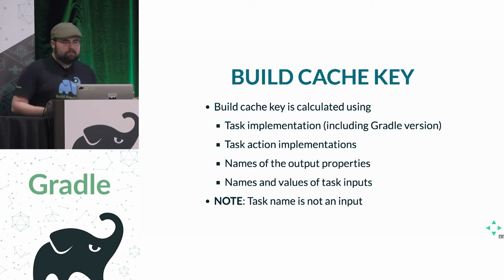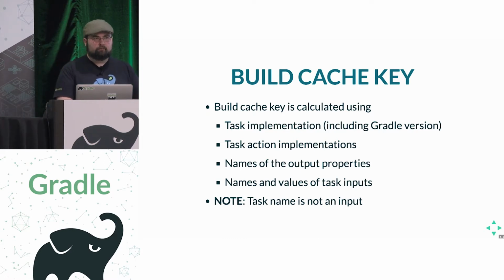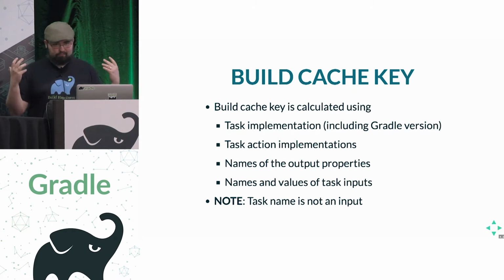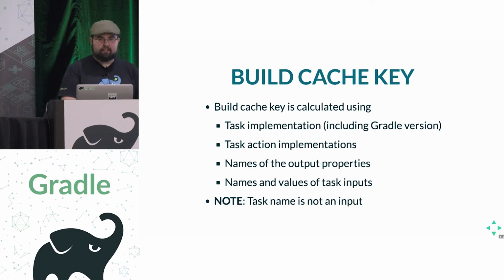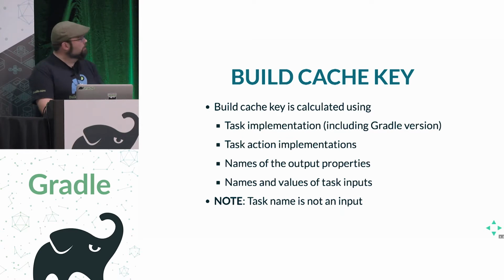A question that comes up sometimes is: is my task name an input to a cache key? And right now we say no, it's not. If you have two tasks that compile the exact same code, why would it not produce exactly the same output, even if they have different names? Okay.